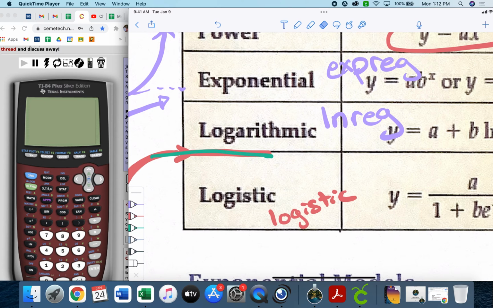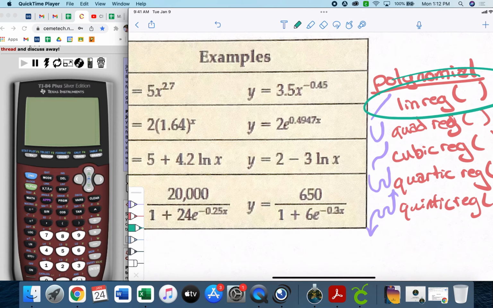Exponential, logarithmic, logistic are ones that we have not done previously. In your calculator, they will be EXPREG. LNREG, that people get confused a lot with LINREG. Don't get those confused. This is linear regression.